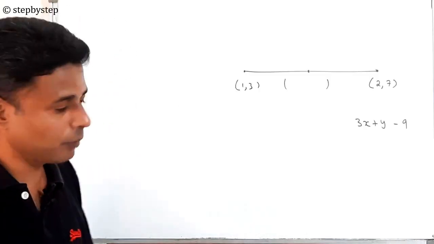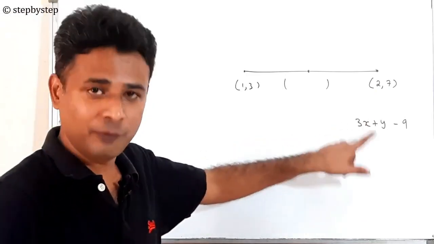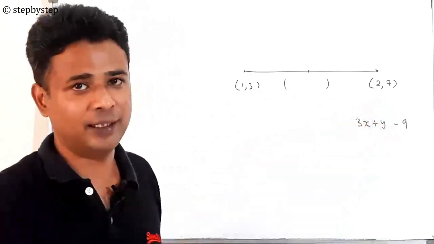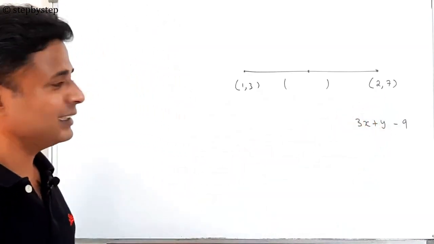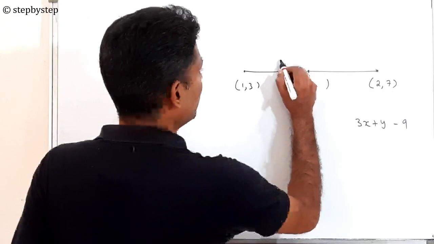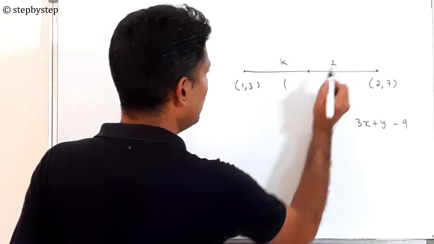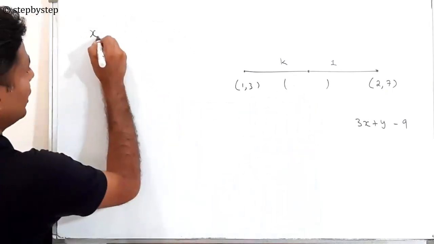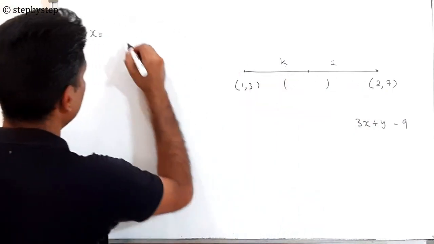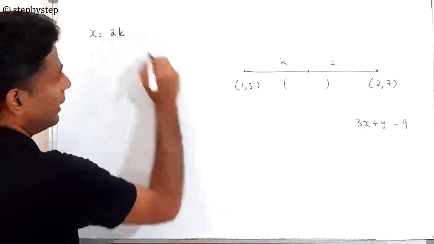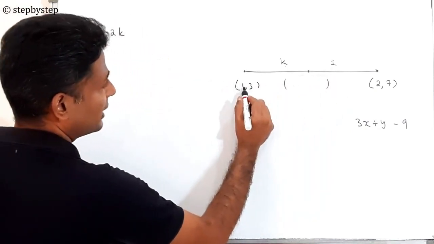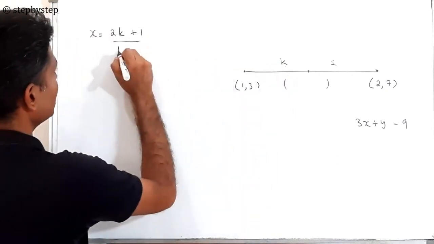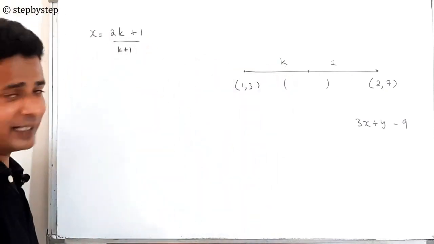Alright guys, now the last problem. They have asked you the ratio in which this line divides the line joining (1, 3) and (2, 7). Now since you don't know the ratio, what do we do? We assume it is k:1. Now how do we find the x coordinate of this point? The x coordinate is m into x2, that is k into 2, 2k, plus n into x1, that is 1 into 1, 1, divided by k + 1. This is our x coordinate.